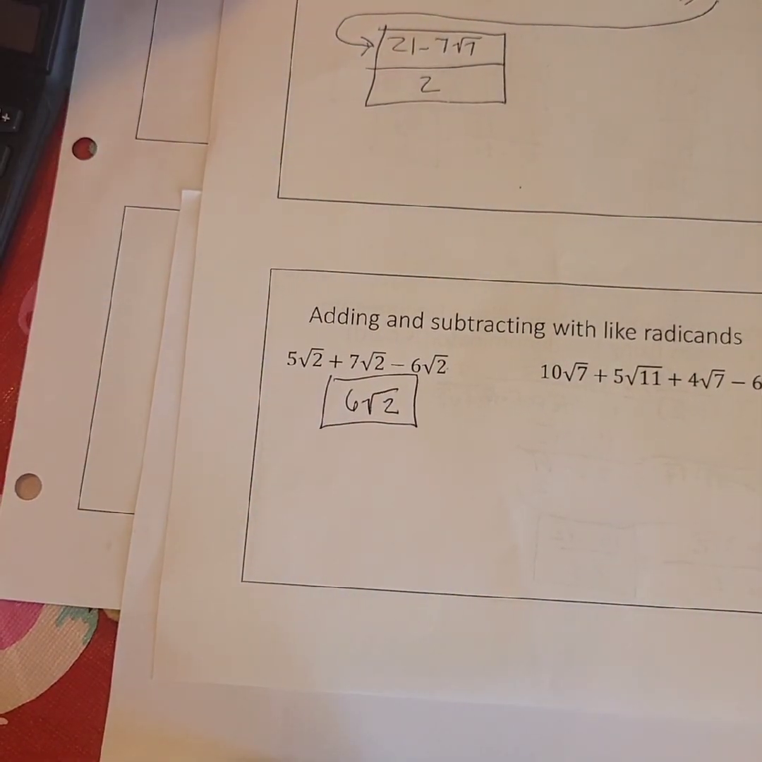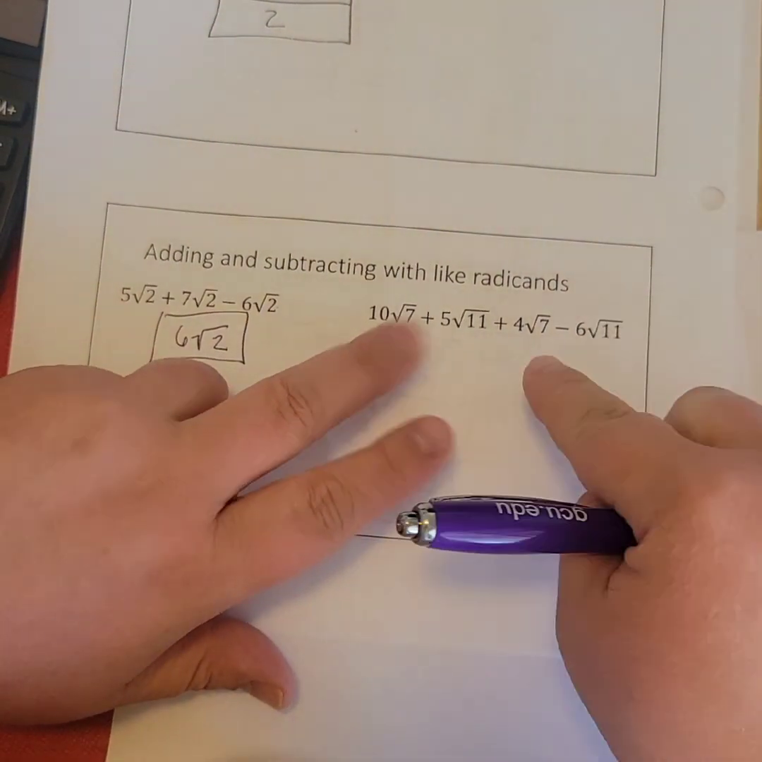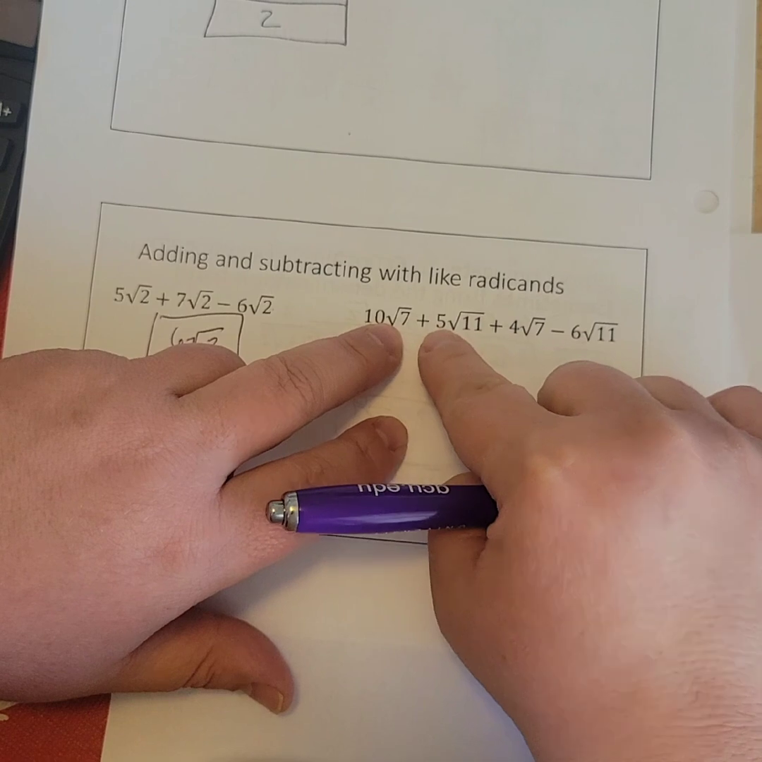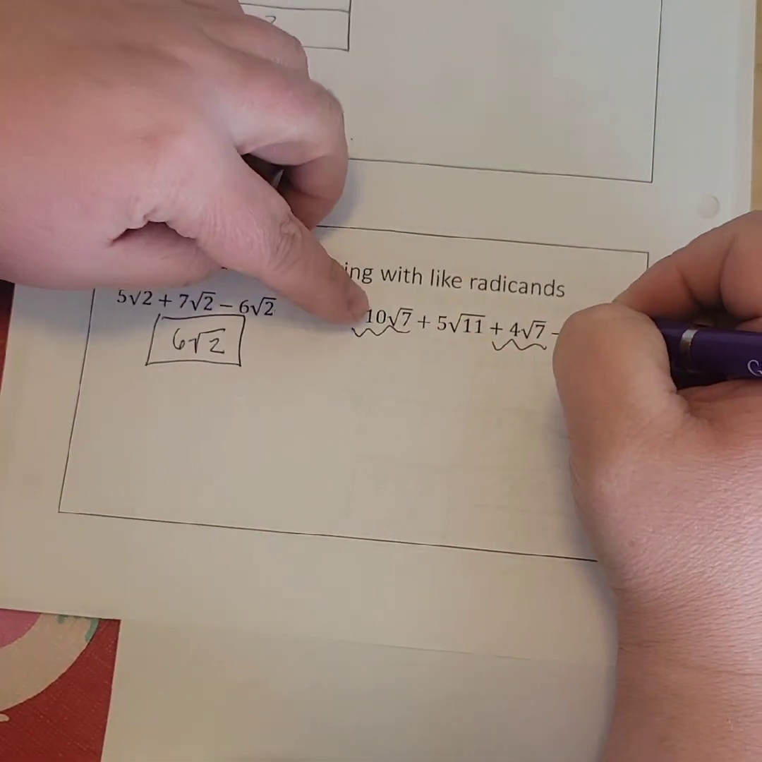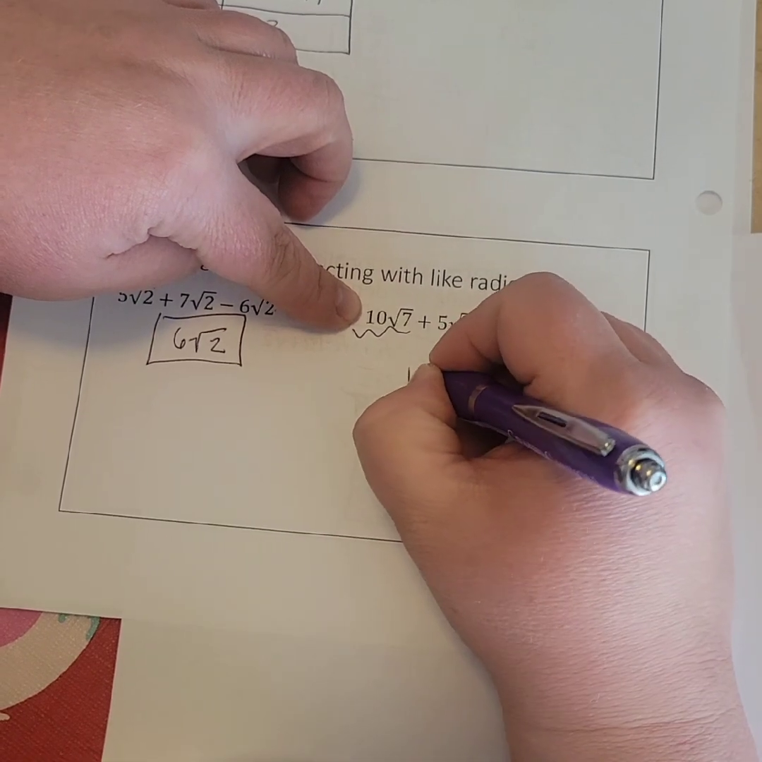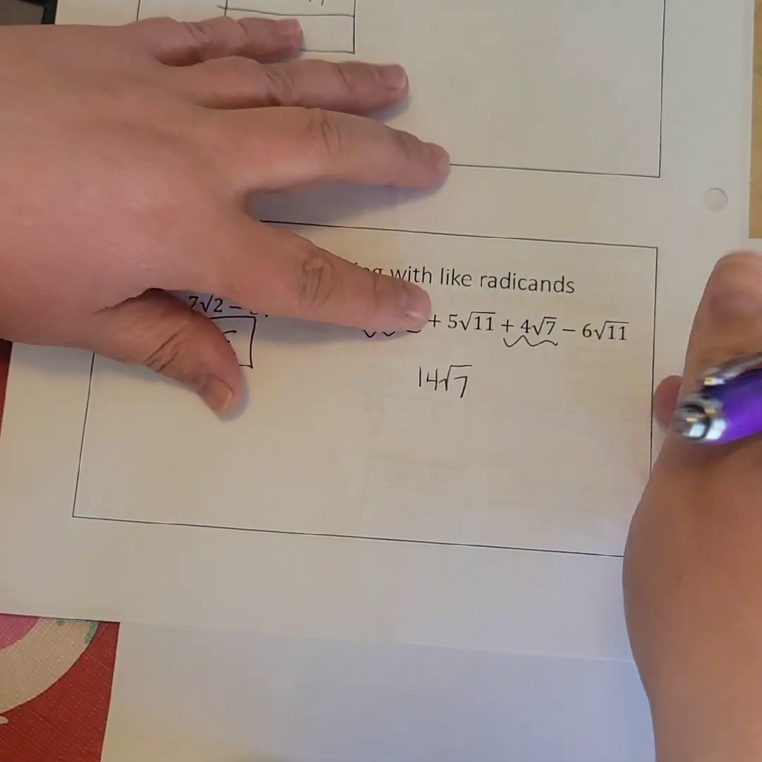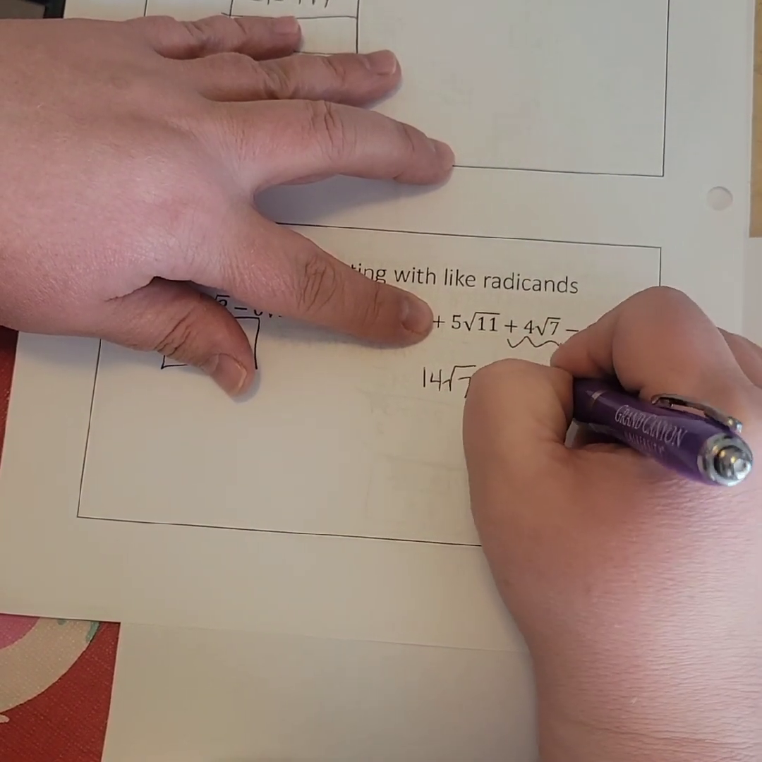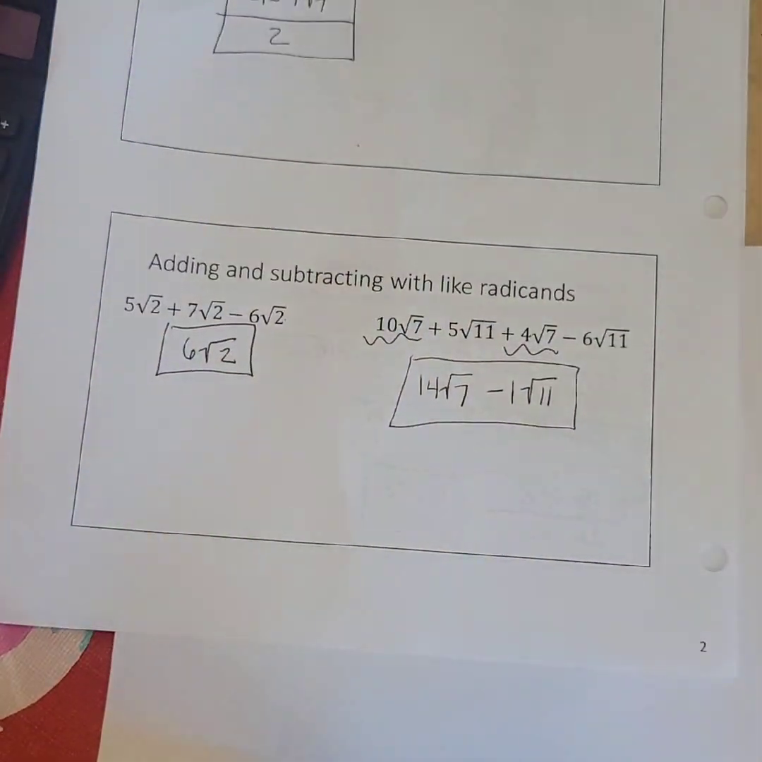That seems awfully easy now, huh? So then we have 7, 7, 11, 11. And neither of these can be broken. So all we can do is put this together with this one. So we have 10 plus 4, so we have 14 square root 7. Then we have 5 minus 6 is negative 1 square root 11. And those can't be put together, so there's your answer.